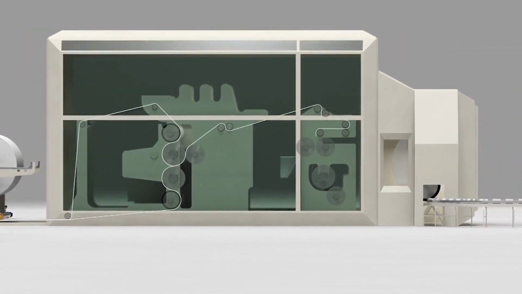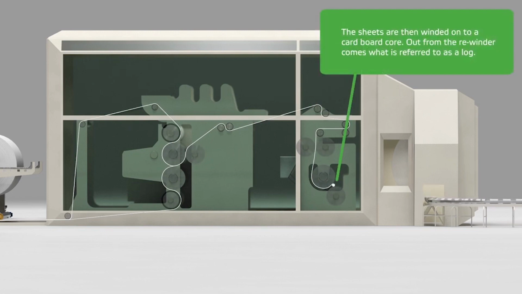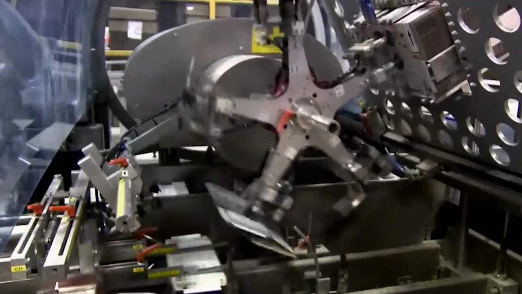Quality control procedures remain in place at this stage to ensure that the tissue paper products meet the required standards for softness, strength, and cleanliness. After packaging, the tissue products are then ready for distribution. These products are shipped to retailers and supermarkets, where they become readily available for consumers to purchase.